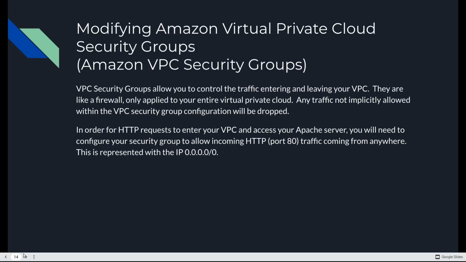Once we configure the server, remember we have to modify our security group because they block everything by default, right? So we're going to modify our security group to allow HTTP traffic, which we already know now is incoming traffic on port 80. And we're going to allow this from anywhere using the IPv4 anywhere IP, which is 0.0.0.0/0.